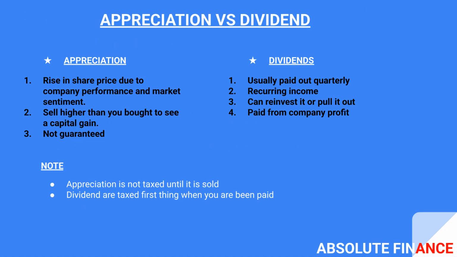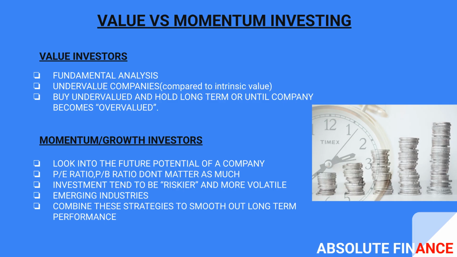When investing, you gain from either appreciation or dividends. Appreciation is a rise in share price, leading to a capital gain when sold, but is not guaranteed. Dividends are recurring income, usually quarterly, paid from company profit. Value investors use fundamental analysis to find undervalued companies and hold them long-term. Momentum or growth investors focus on future potential, often in emerging, riskier industries, and metrics like PE and PB don't matter as much to them.